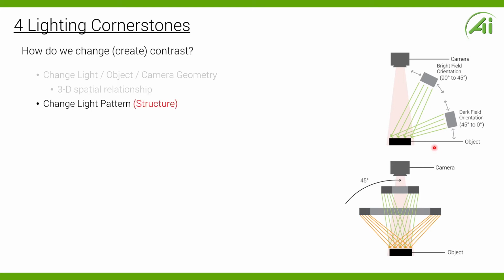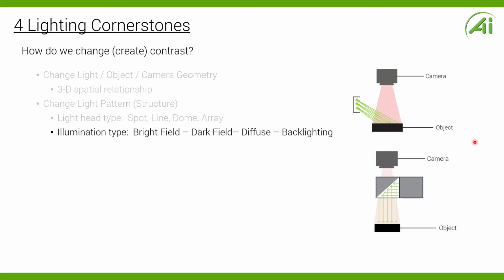And then we also have changing the light pattern or the structure. This can be equated mostly to a particular type of light that you are projecting light onto, which may be a spotlight, it may be a line light, it could be a dome or some sort of array light. Or it's also involved with an illumination type. Now, obviously today we're going to talk about backlighting more than anything else, and concentrate on that. However, there are diffuse lighting, as I mentioned, dark field and bright field lighting types, and all those are involved with, as well as the type of light involved with the change in your light pattern.